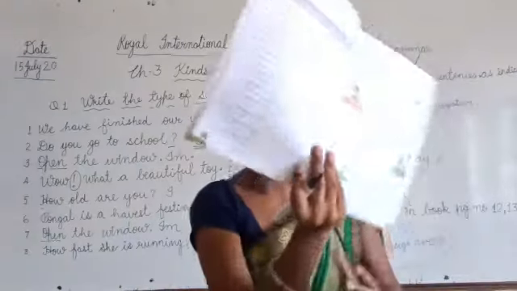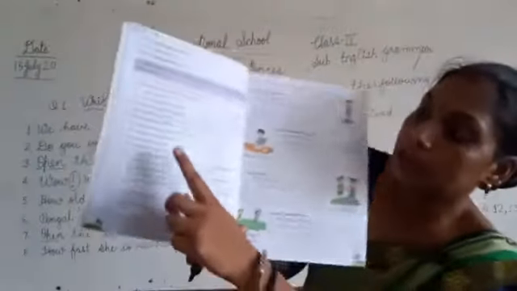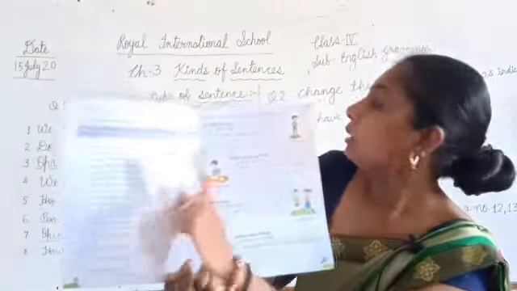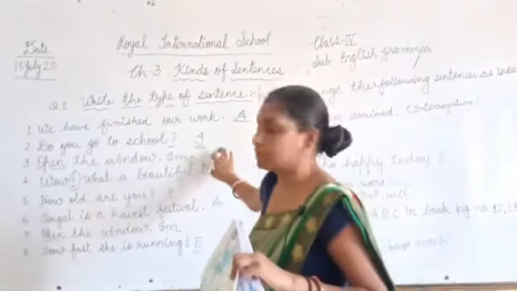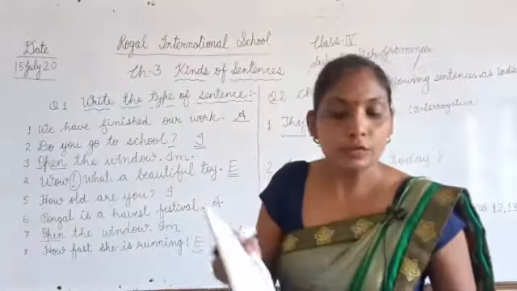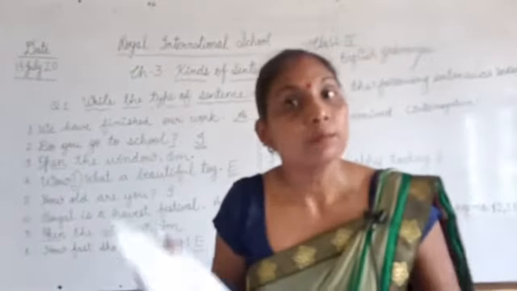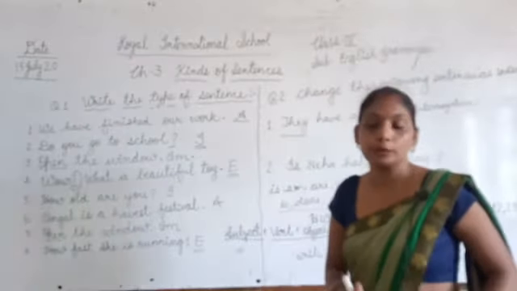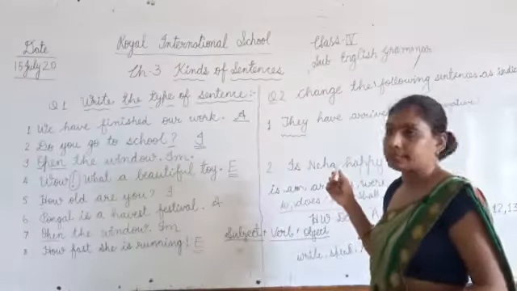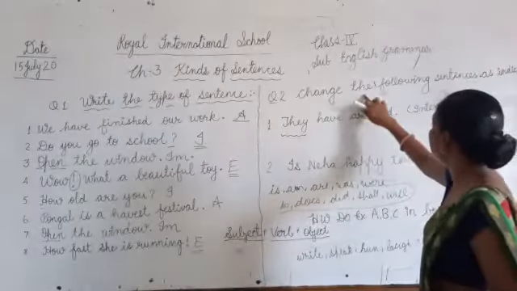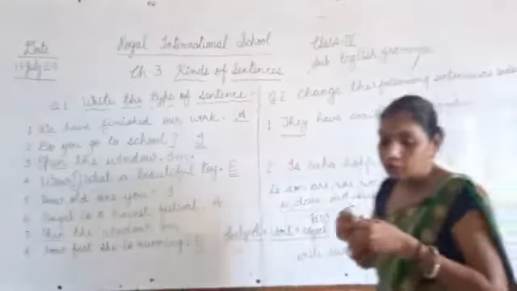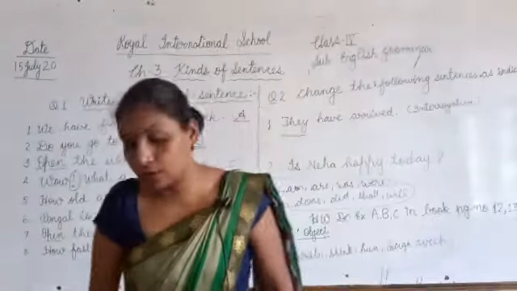Now in your book, here is question number A. You have to do it according to this question. Is that clear? You will do it in the book itself. No need to write it down in the notebook. Now come to the second question. Change the following sentences as indicated. Beta, for doing this question you have to know one thing.